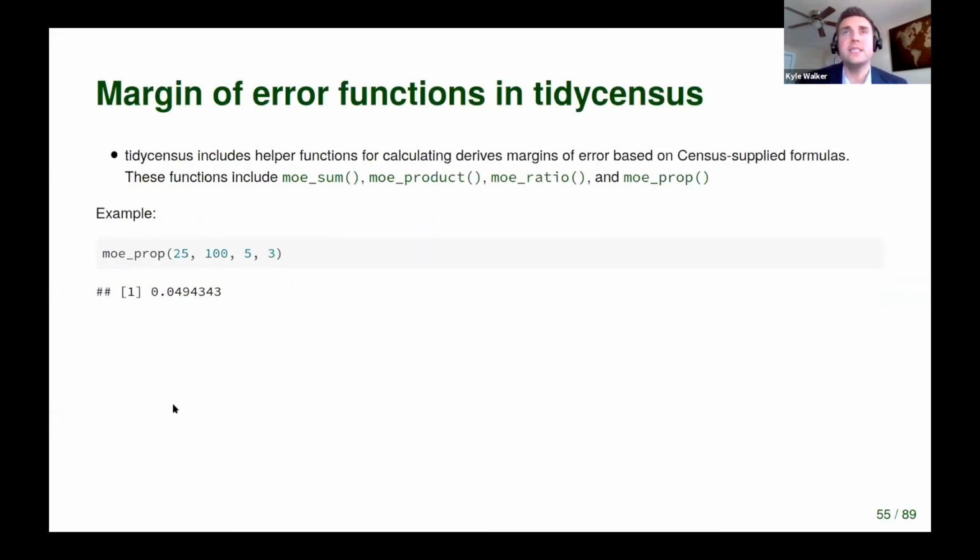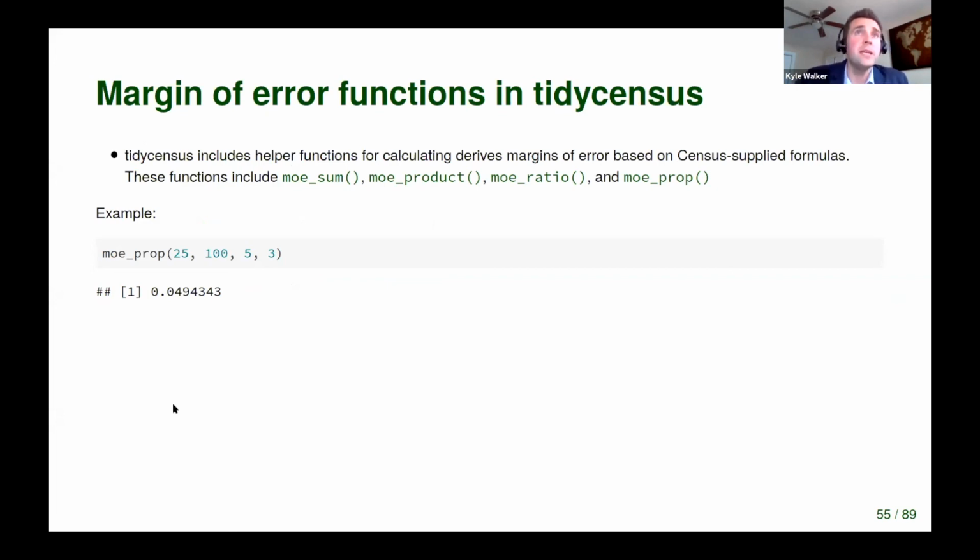In Tidycensus, there are 4 margin of error functions that implement census recommended formulas for calculating derived margins of error. So you might say, if I'm adding estimates together, or if I'm dividing one estimate by another, what's the margin of error for that derived proportion or that derived sum? Well, we have functions that help you out with that.